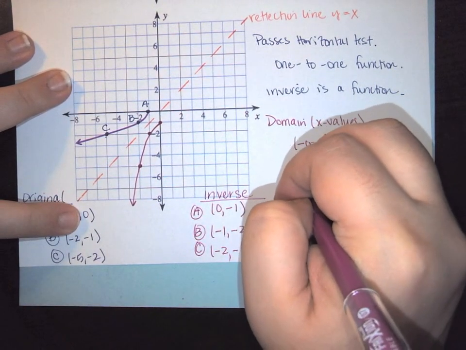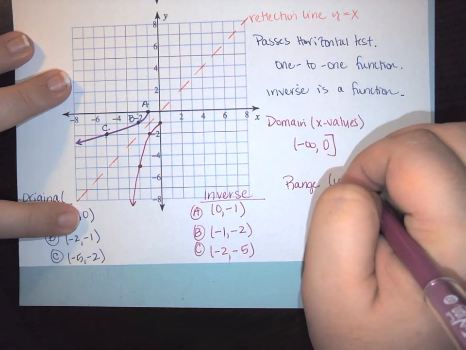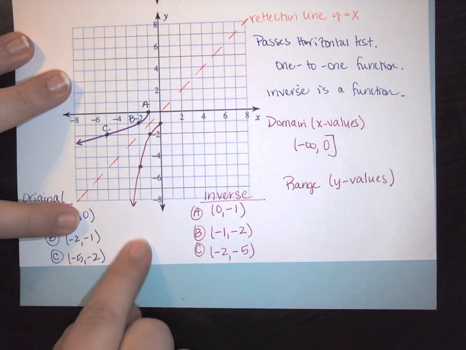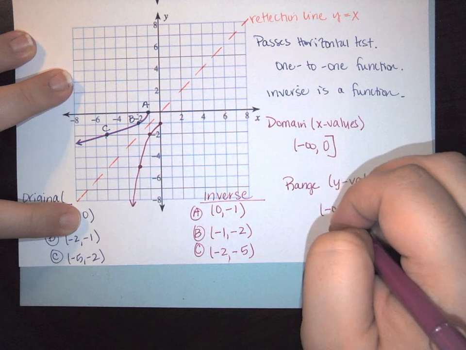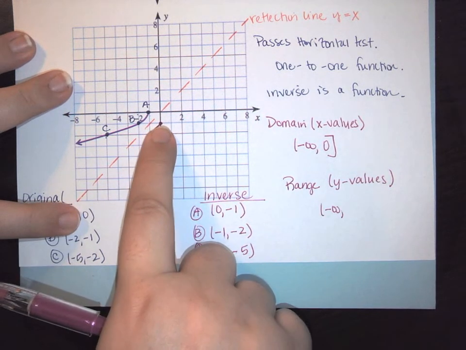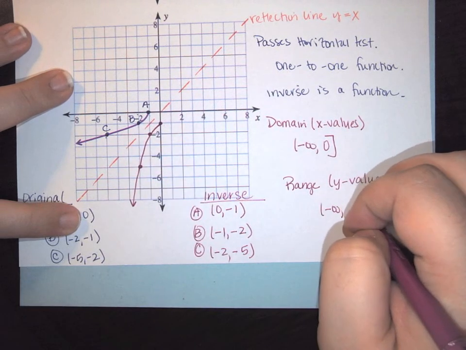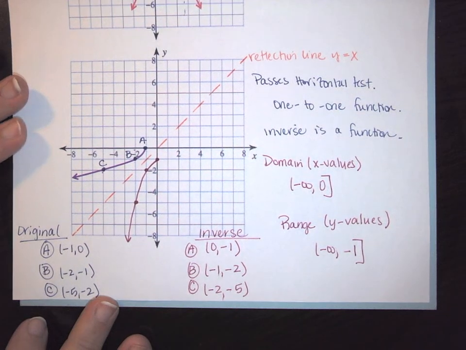I can also look at my range, which is obviously the y values. So here again, my arrow is showing me that I'm starting way down here at -infinity, and it's going to travel all the way up to where it stops. So the highest my y value is going to get is the -1. So here this goes to -1. Again, it's included, so I use a bracket.